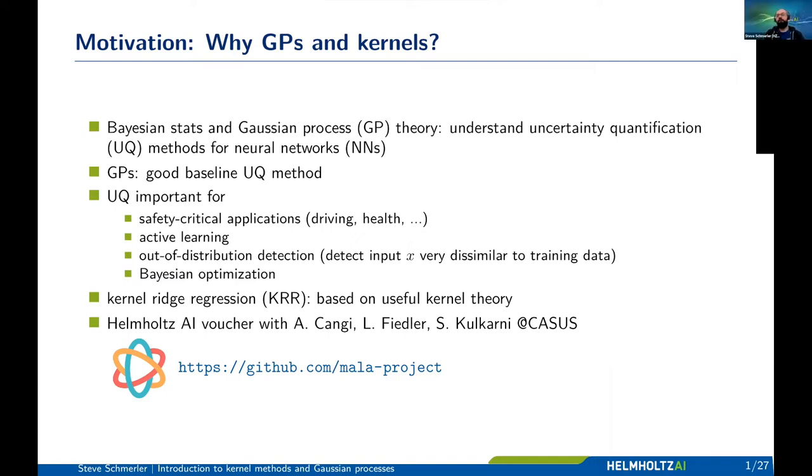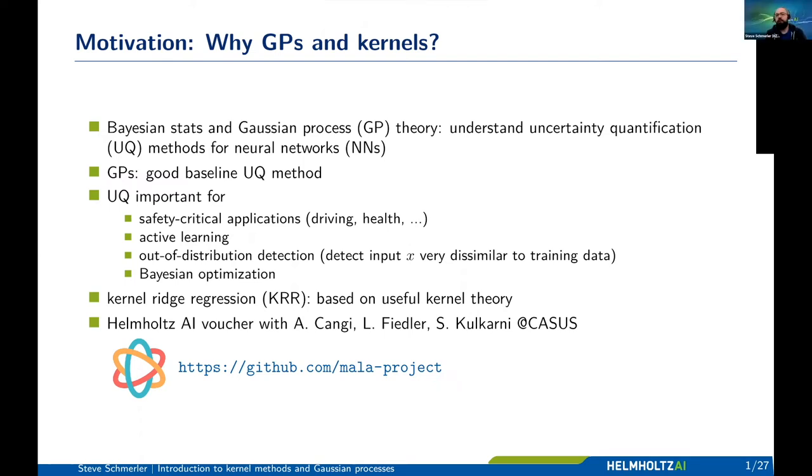So I will talk today about, or give an introduction to, Gaussian processes and kernel methods. Really, just an introduction. The reason I'm doing this is because I'm at the moment involved in a Helmholtz AI voucher. This is what we call our project with Lenz and Attila, in the context of the MALA project. There, the plan was to do a little bit of uncertainty quantification for neural networks. A lot of the theory behind uncertainty quantification is rooted in Bayesian statistics. This is also the basic theory behind Gaussian processes, and there are some interesting connections to kernel methods. This is why I thought I'd share some of these really basic insights with you.